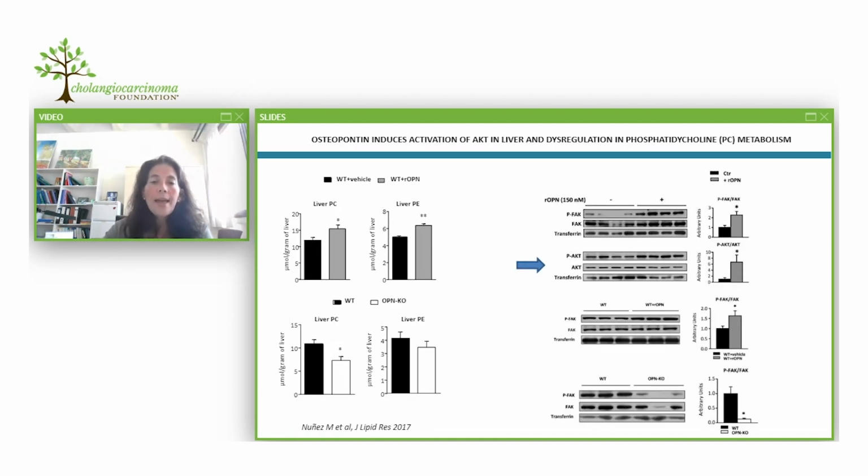So we went ahead and we also found that circulating osteopontin in serum controls the liver phosphatidylcholine and phosphatidylethanolamine levels. So osteopontin in serum controls lipid metabolism in the liver. Not only this, but osteopontin in serum also activates the FAK and the AKT signaling pathways, which are involved in cholangiocarcinoma. So these results may suggest that somehow osteopontin could act as a link between NAFLD and cholangiocarcinoma development.